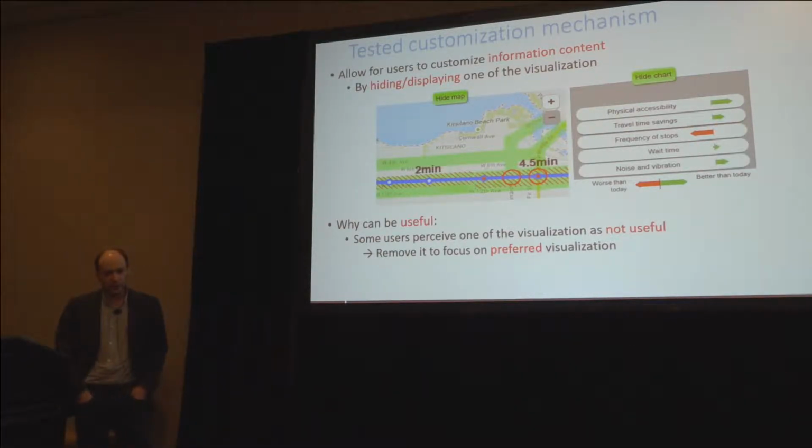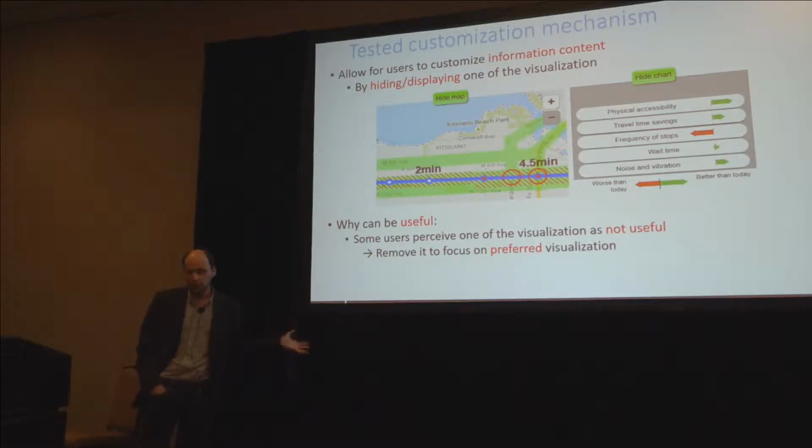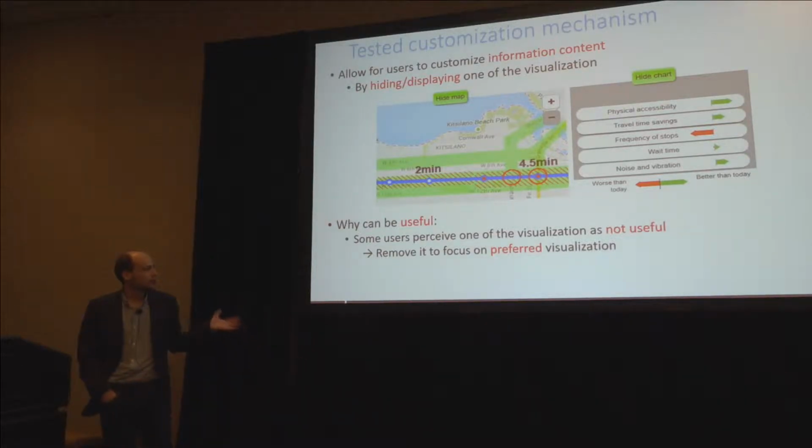First, in the first study, we found that depending on the cognitive ability of the user, some perceive one of the visualizations as not useful compared to the other. So the idea here would be to allow them to remove the visualization they don't like so that they can focus on the preferred visualization and thus work on an interface that is more suitable to their preferences.